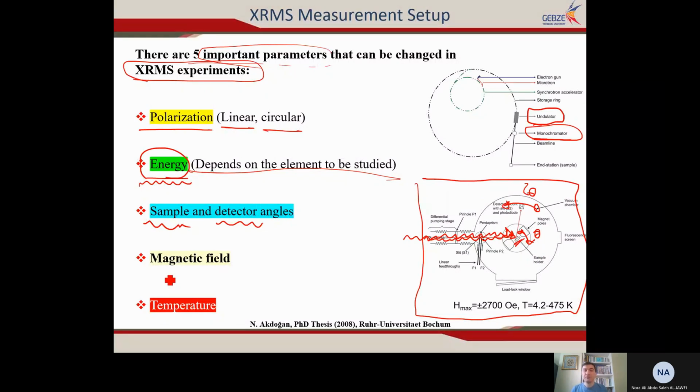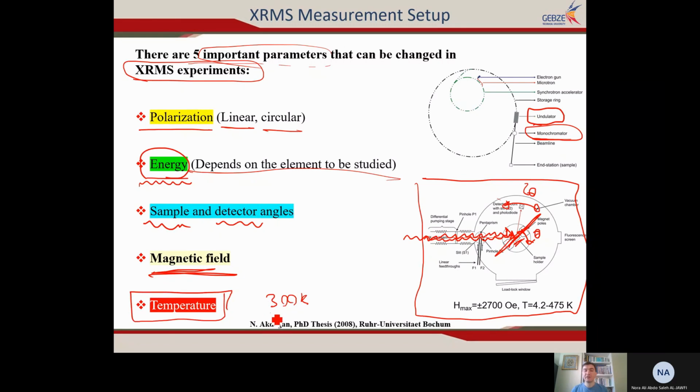And you can also change the magnetic field. We can change the direction of the magnetic field. We can also change the magnitude of the magnetic field. This setup gives us this possibility. And we can also carry out experiments at room temperature.